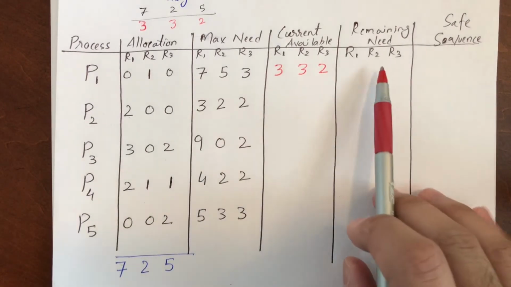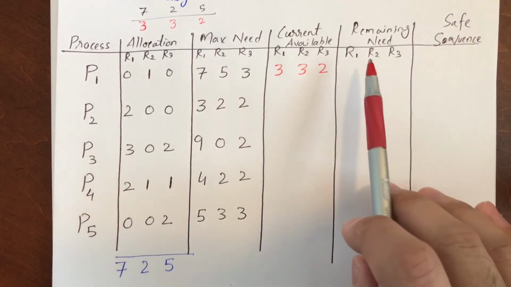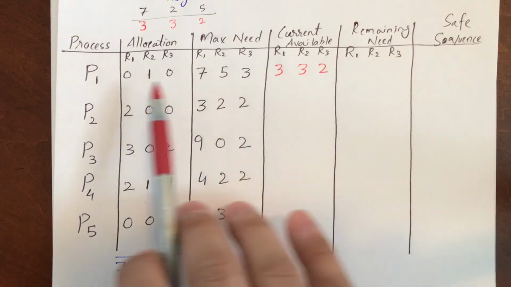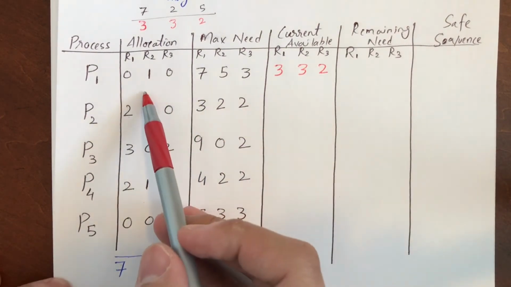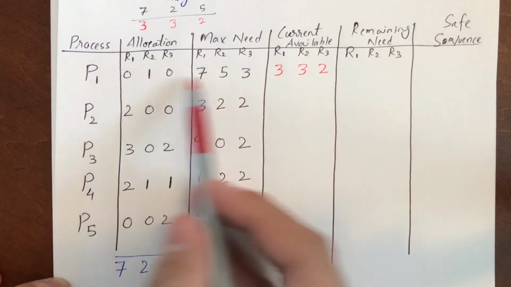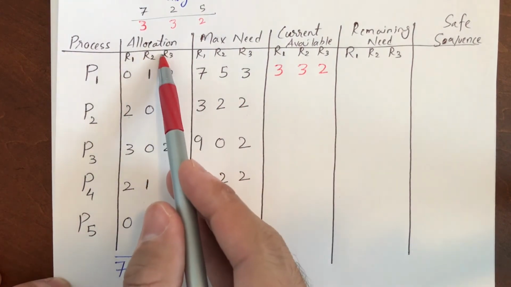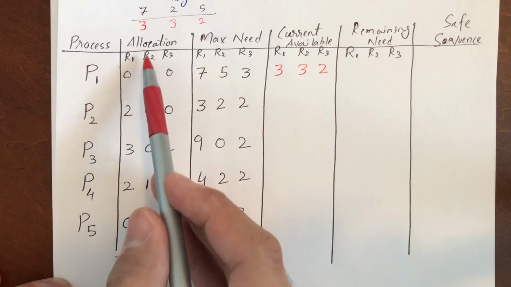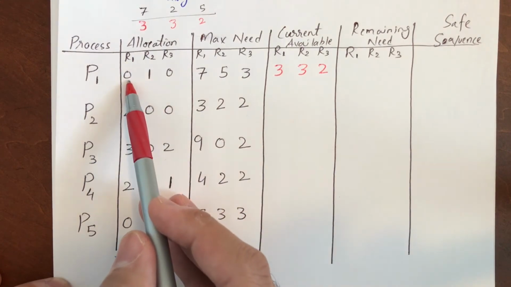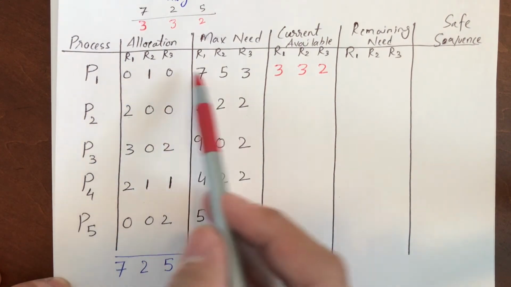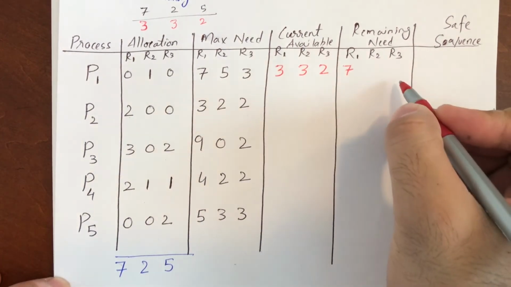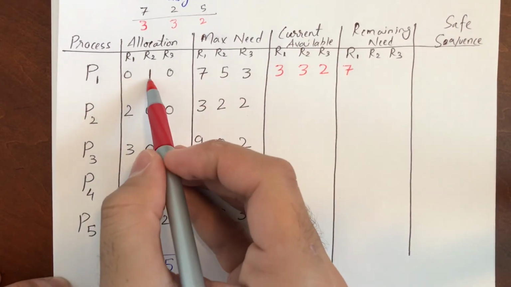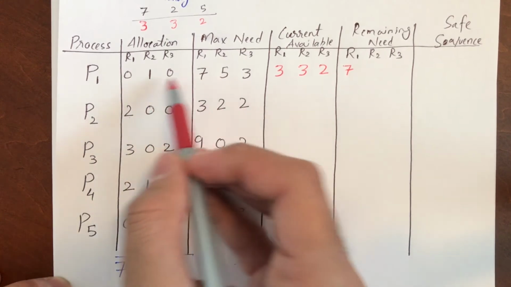Now we calculate the remaining need. What is the remaining need of all processes beside the allocated? In order to do that, we need to subtract allocated from maximum. For R1, we have not allocated any, so it requires all 7 resources. For R2, 1 instance has been allocated, so maximum is 5, and 5 minus 1 is 4.